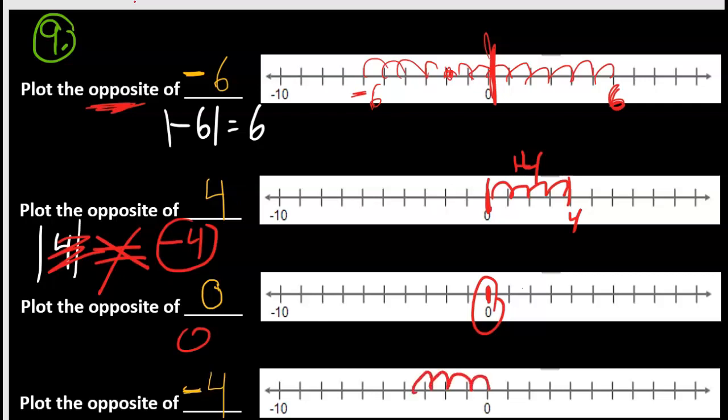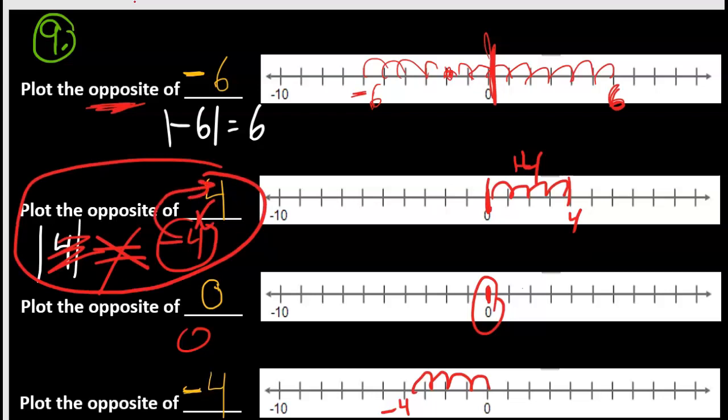The opposite of -4. 1, 2, 3, 4, -4. Well, if the opposite of 4 is -4, well, the opposite of -4 is 4. You just go back the way you came, right? So it's going to be 1, 2, 3, 4. The opposite of -4 is 4. Let's look at that reciprocal thinking again. See, the opposite of -4 is 4, the opposite of 4 is -4. They're opposites. Ta-da!